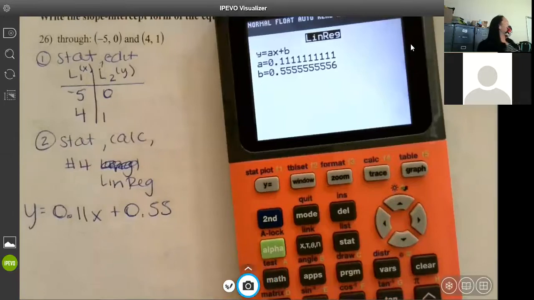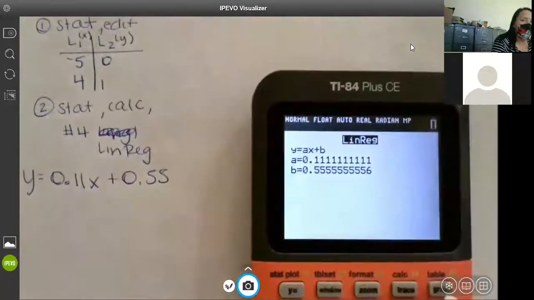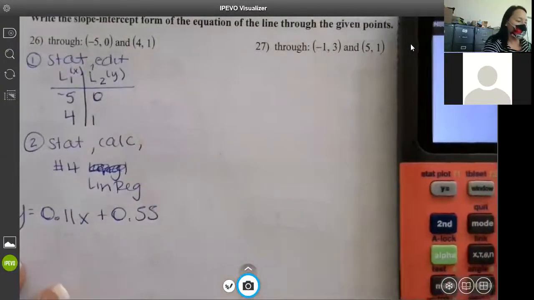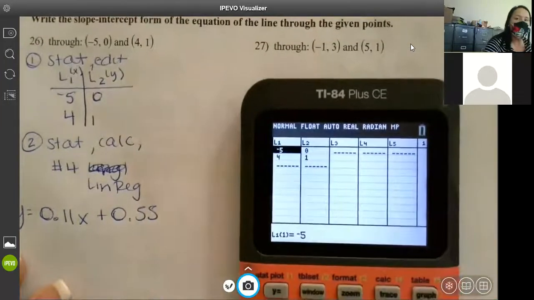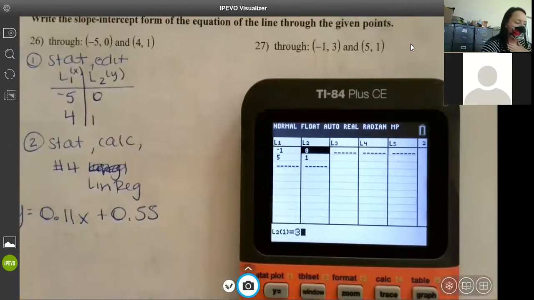I'll show you how to do it by hand in a minute. We're going to do a couple in the calculator, and then I'll show you how to do it by hand. All right, check your next one. What's your first step? Go into stat and edit. What are your 2 X's? You can just type over them. You don't have to clear anything out. What are your 2 Y's? 3 and 1.